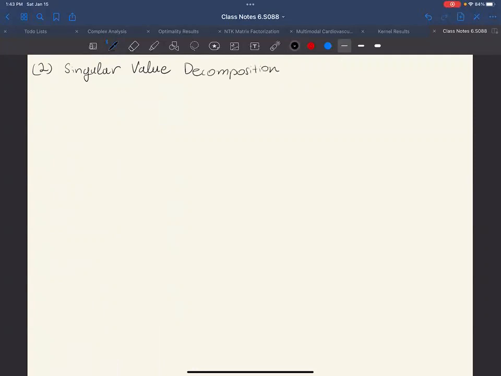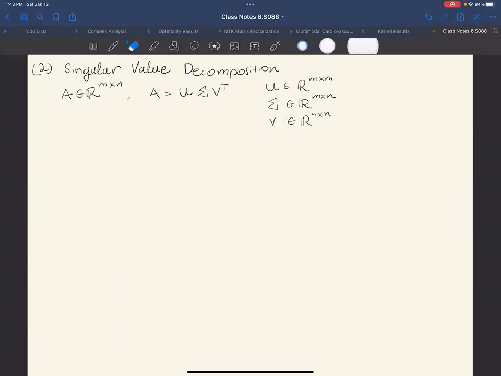Okay. So what is this? If I'm given a matrix A, let's say now the matrix is M by N. So here M and N are not necessarily equal. I can always write A as the product of 3 matrices now, U, sigma, and V transpose. And what are the dimensions of these things? U is an M by M matrix, sigma is an M by N matrix, and V transpose, or V, it's an N by N matrix.